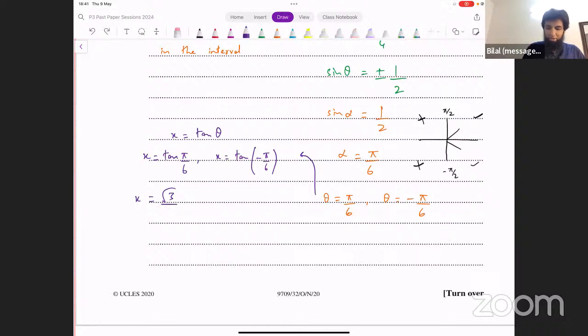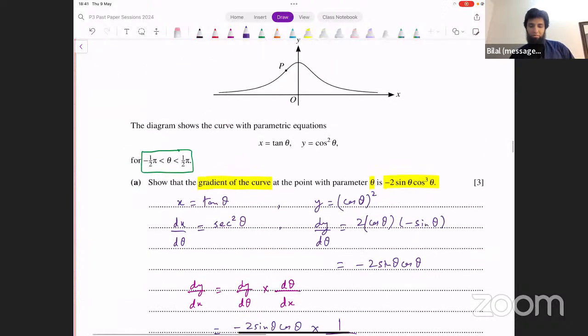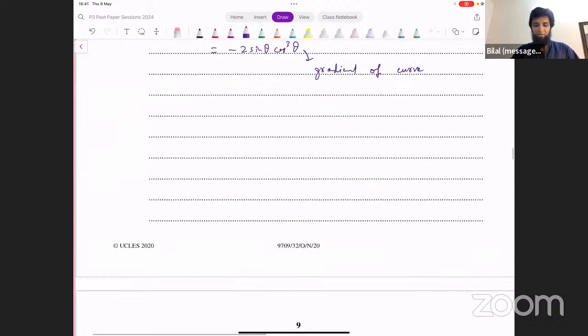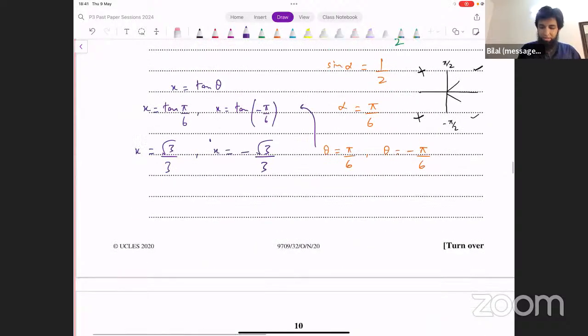And then if I do tan of minus pi over 6, that will give me negative root 3 over 3. These are the two possible values of x that I'm getting. Okay. But look at the graph now. Where is p? P is on the left side. On the left side, the x coordinate of p has to be negative. It can't be positive. So because of that, we say only this answer is possible because the other point cannot be p.